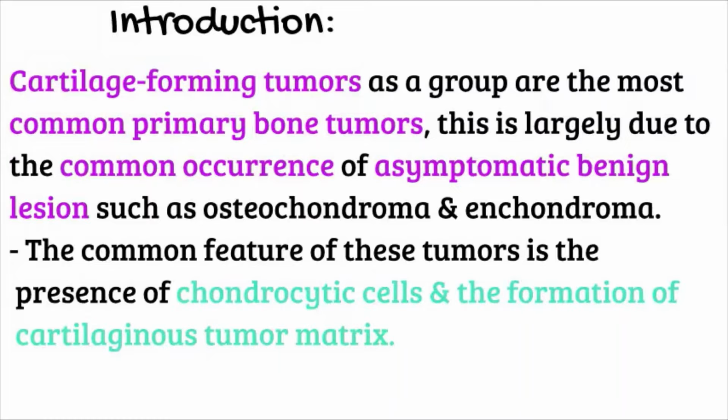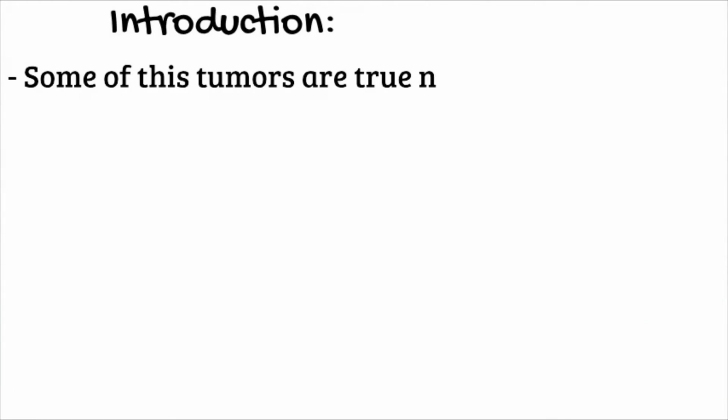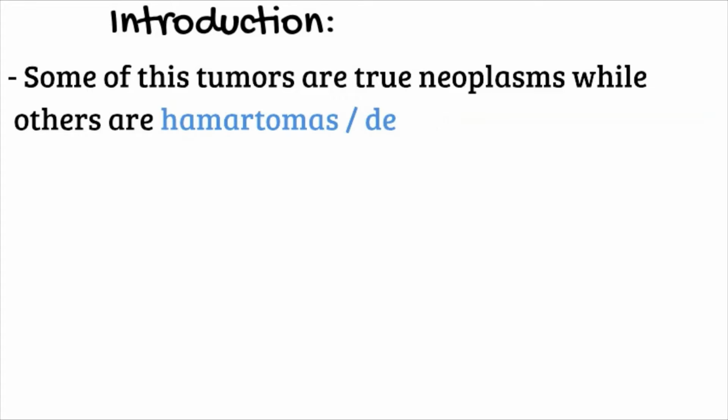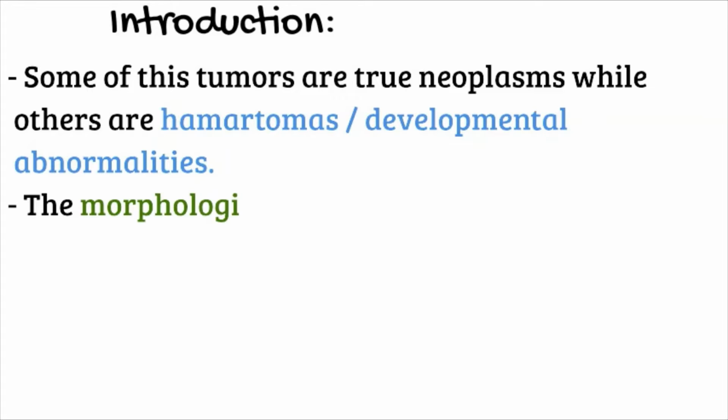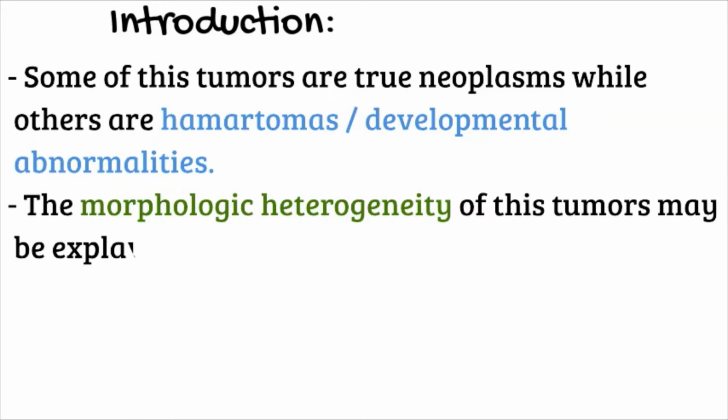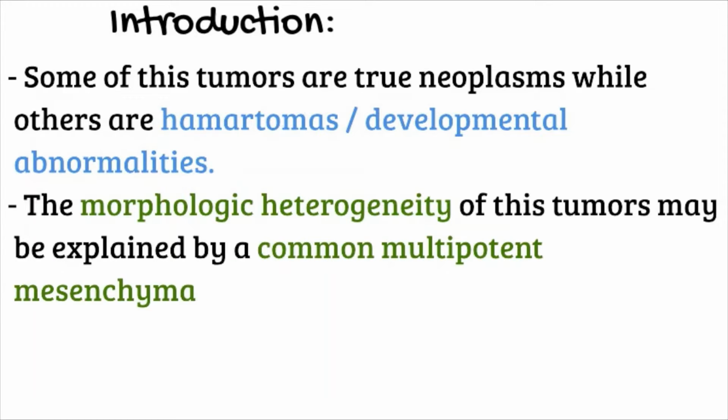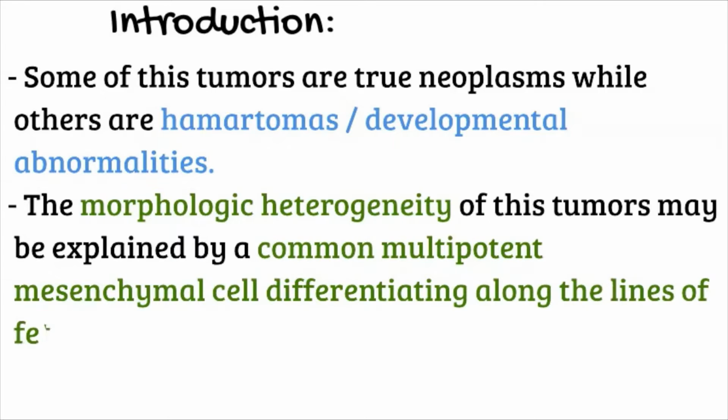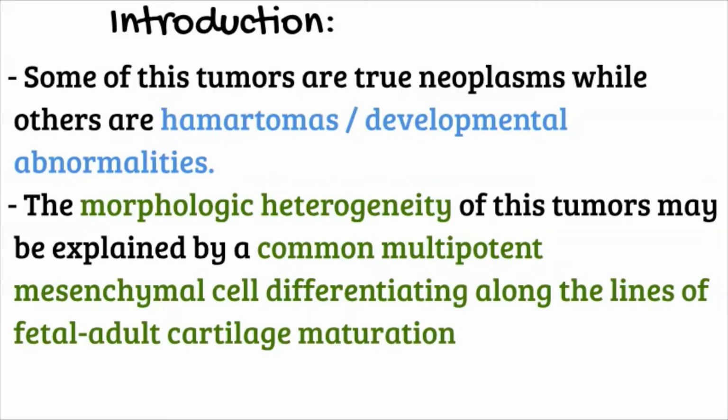The common feature of these tumors is the presence of chondrocytic cells and the formation of cartilaginous tumor matrix. Some of these tumors are true neoplasms, while others are hamartomas or developmental abnormalities. The morphologic heterogeneity of these tumors may be explained by common multipotent mesenchymal cells differentiating along the lines of fetal to adult cartilage maturation.